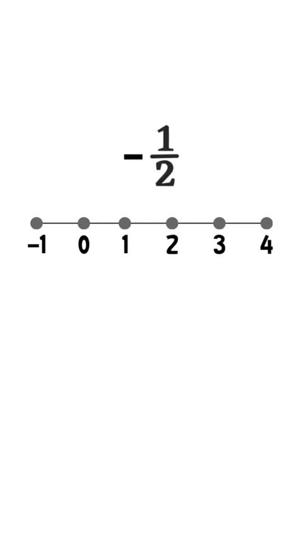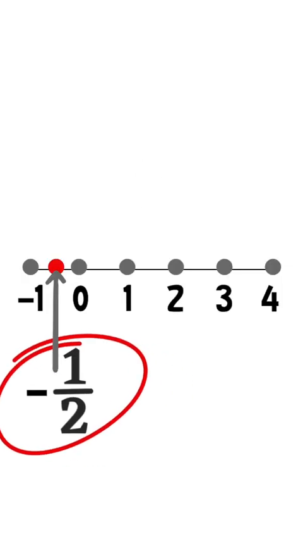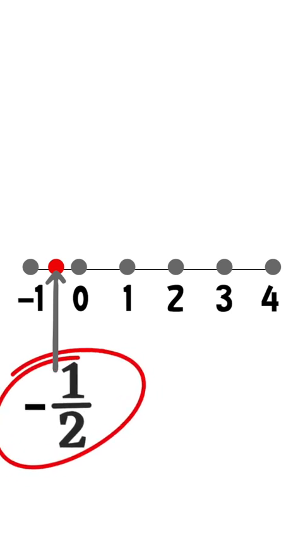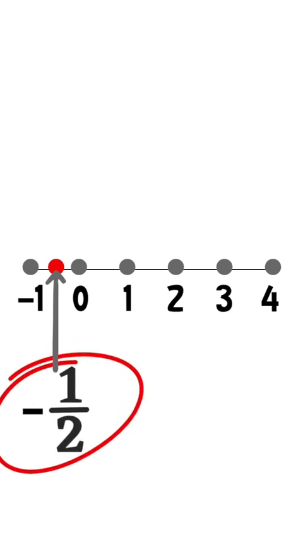So now what about this other one? -1/2. Where would that go on the number line? That's easy peasy. -1/2 would be between 0 and -1. Right, because that's a rational number. Yes. That's pretty easy to do, right?